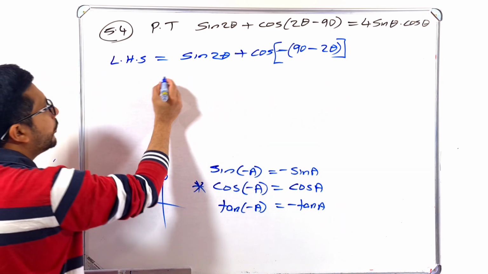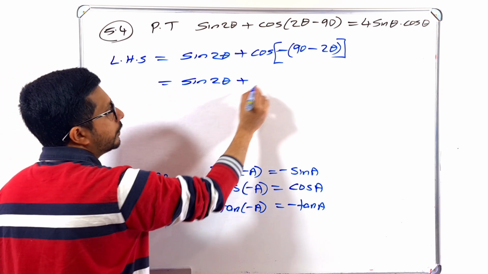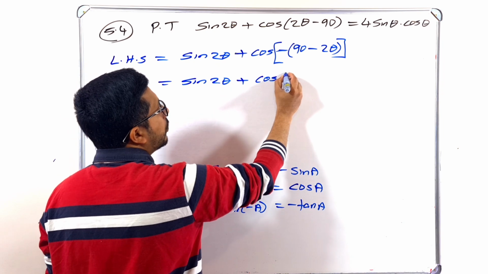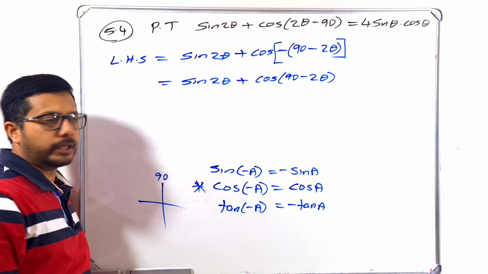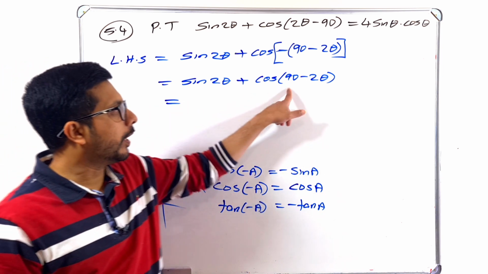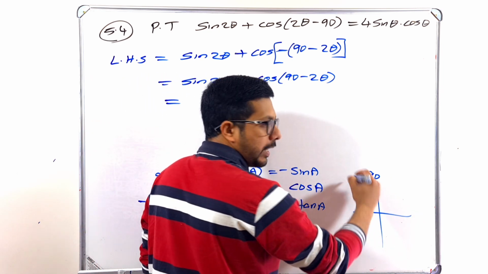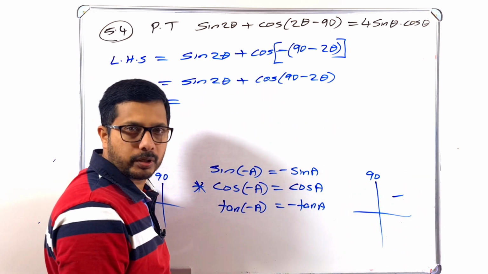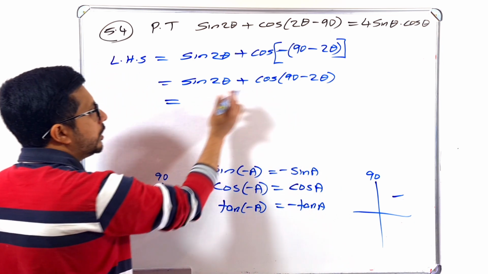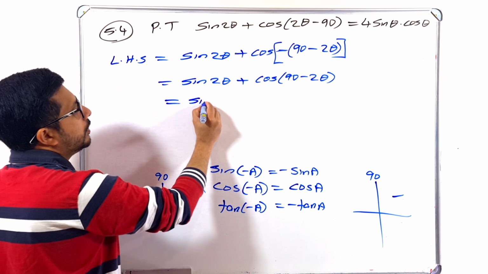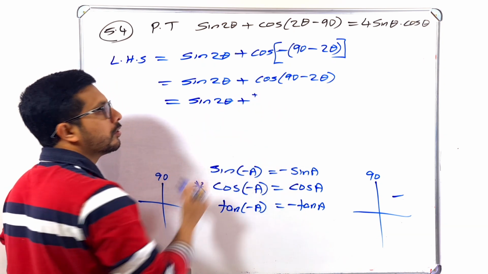Okay. So next step, sine 2 theta plus, this one we can write as positive cos (90 minus 2 theta). Now tell me, 90 minus 2 theta is in which quadrant? This is 90. Okay, 90 minus means it's in the first quadrant. First quadrant all are positive. Am I right? So here this one is also positive. So it is sine 2 theta plus, this one is positive. So here also it is positive.